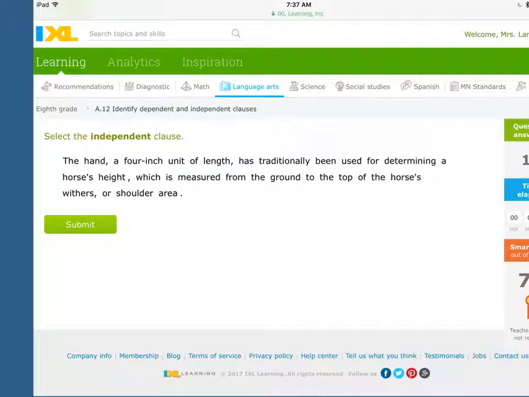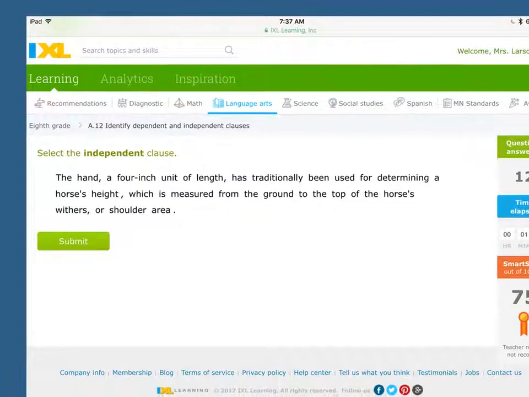Again, the independent clause. The hand, a 4-inch unit of length, has traditionally been used for determining a horse's height, which is measured from the ground to the top of the horse's withers or shoulder area. So we're going to look at where it breaks up, and it is going to do it like this. The hand, a 4-inch unit of length, has traditionally been used for determining a horse's height.